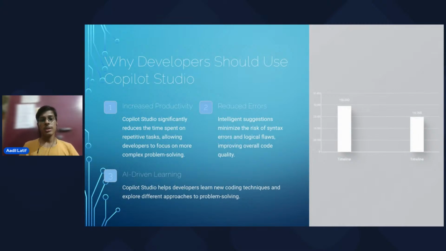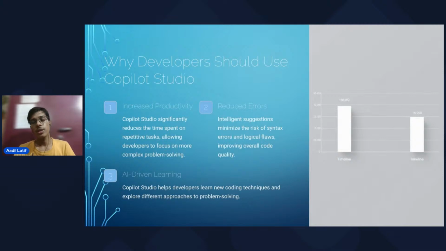After this we are talking about reducing errors. So basically, with the intelligent suggestions and automated refactoring that I mentioned earlier, it will help us in reducing errors also. Copilot Studio helps us reduce human errors in code, leading to more stable and efficient code. And it will also help us make a reliable website or application. And fewer bugs translate to less time spent on debugging and maintenance also.